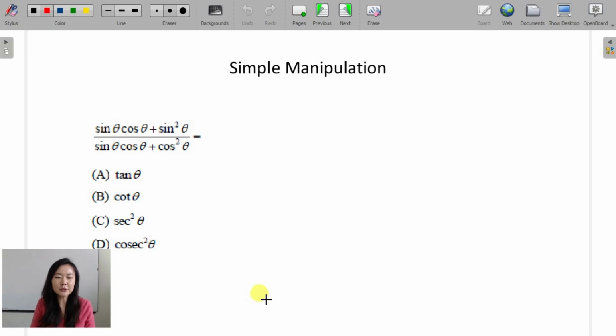So this is a multiple choice. This one's actually quite simple. I should have started with this one. Just looking at it, you've got a single fraction, and then the answers are all a single ratio. So the starting point for this one, looking at the top and bottom, is that it looks like I can factorize it. Try to factorize it first. So sine theta is a common factor.